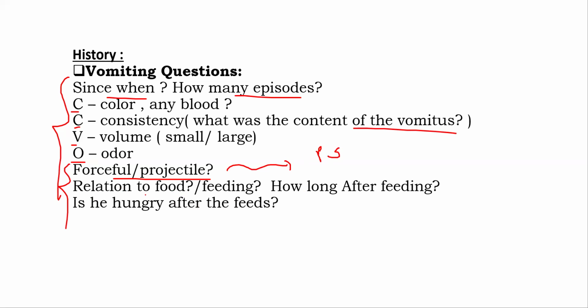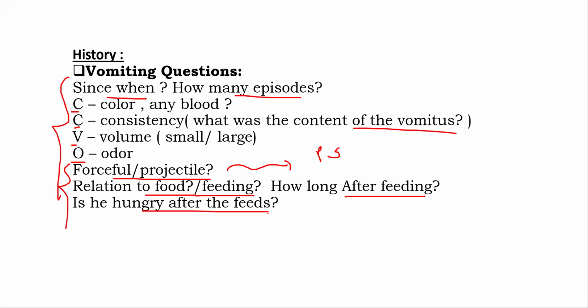Any relationship of the vomiting with the food? And if yes, how long after feeding does he vomit? And does he get hungry immediately after feeding? Children who develop pyloric stenosis, because their pylorus or the end of the stomach is narrowed, anything the parents give to the child cannot go to the small intestine. So it comes out immediately after feeding. So even though the parent is breastfeeding or giving some food, because everything is coming out, the child gets immediately hungry even after feeding. So that's what we try to find out.